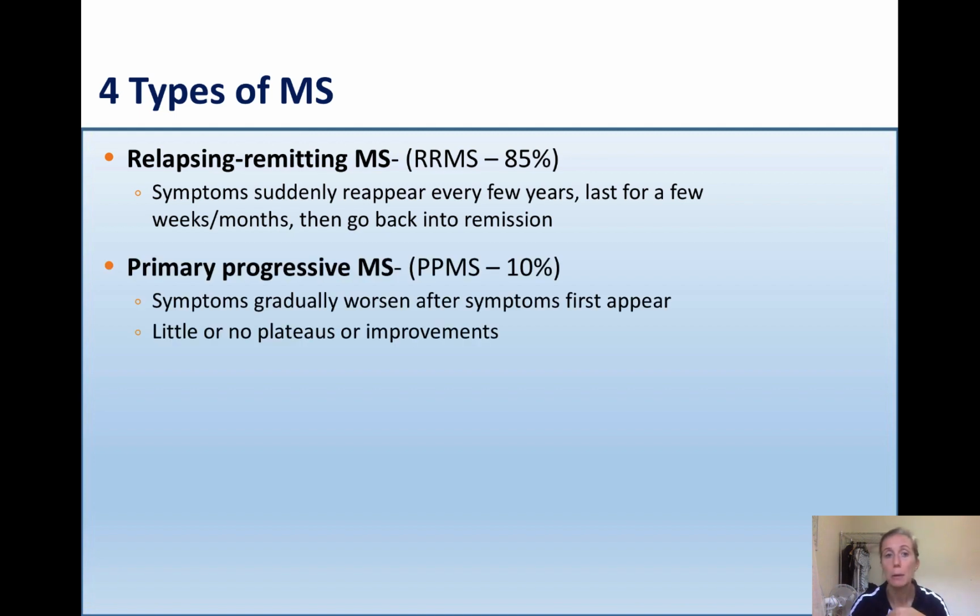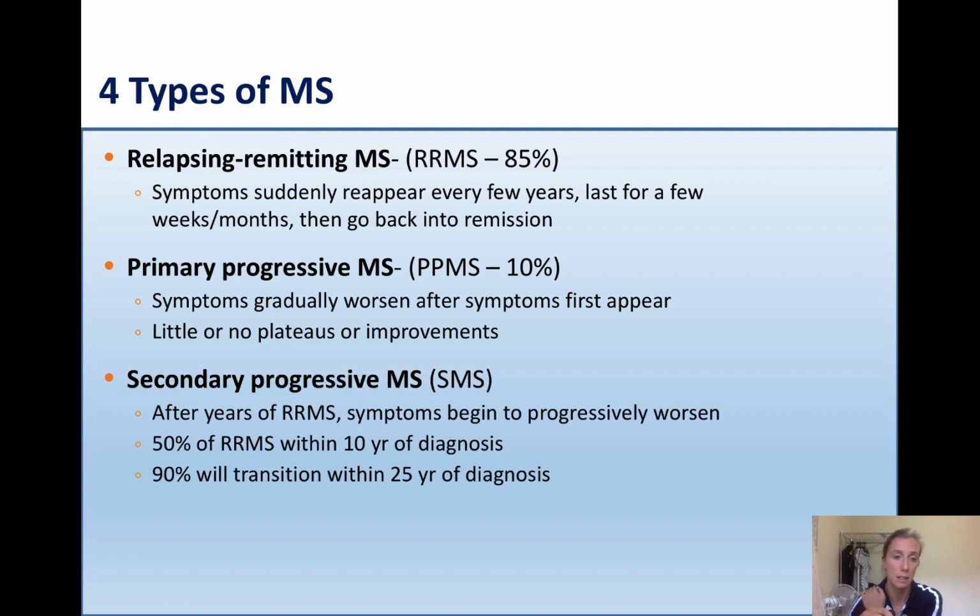Secondly, we've got primary progressive MS. So this is about 10% of cases. We've got symptoms that are gradually worsening after the symptoms first appear. We don't have any plateaus, any improvements in condition. So it's pretty much just this primary progressive kind of line, this pattern.